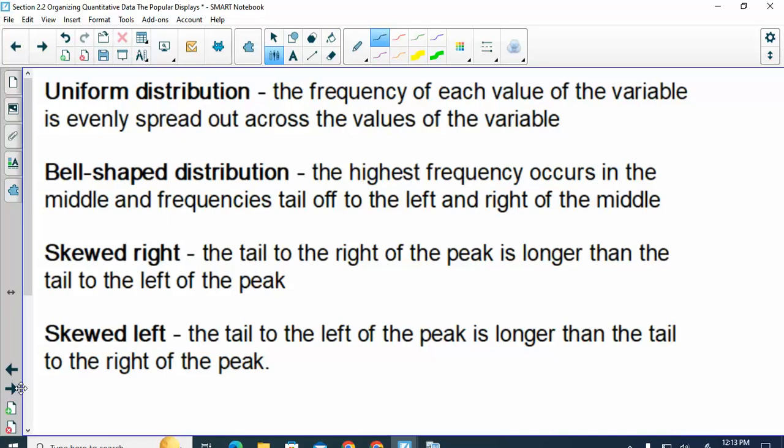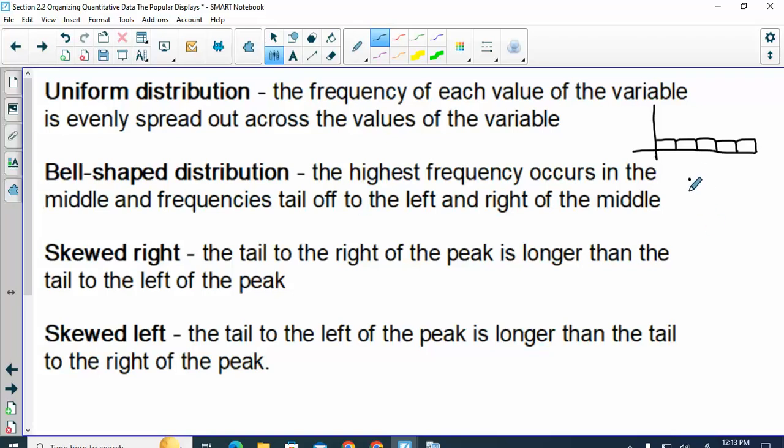So the final thing we're talking about in this is the shape of our data. Uniform is when the frequency is evenly spread out across valued variables. If I were going to draw a uniform distribution, think about histograms. That would be a histogram where everything was identical. Nothing is higher than the other. It's flat all the way across.